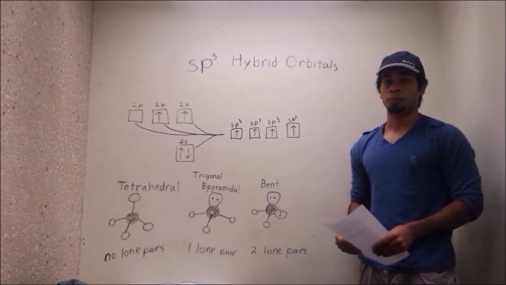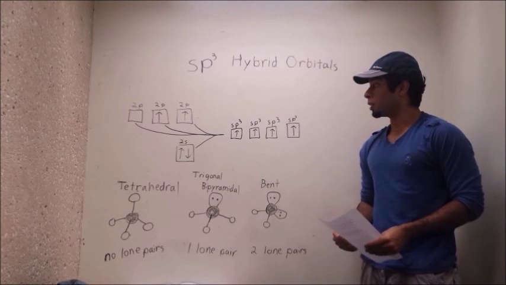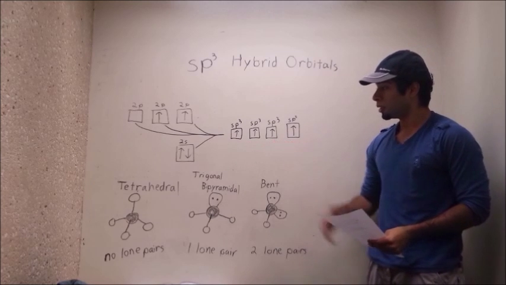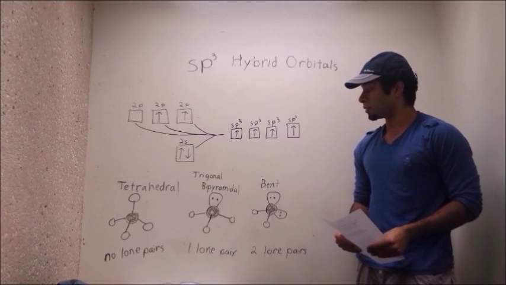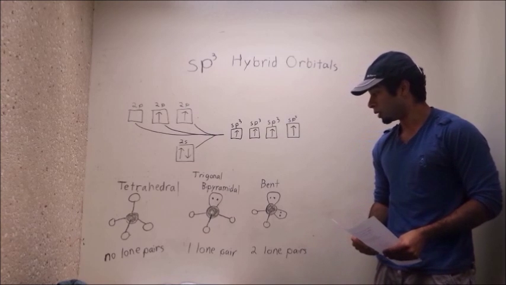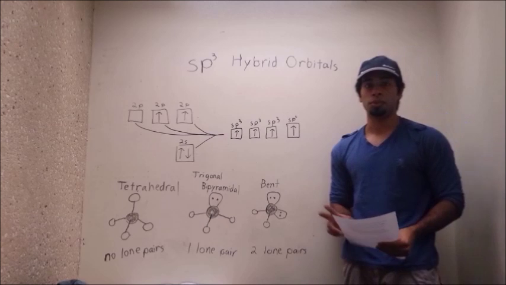sp3 hybrid orbitals are formed from 3 p orbitals and 1 s orbital combining to form 4 identical sp3 orbitals. The molecular shapes formed are tetrahedral if there are no lone pairs, trigonal pyramidal if there is one lone pair, or bent if there are 2 lone pairs.